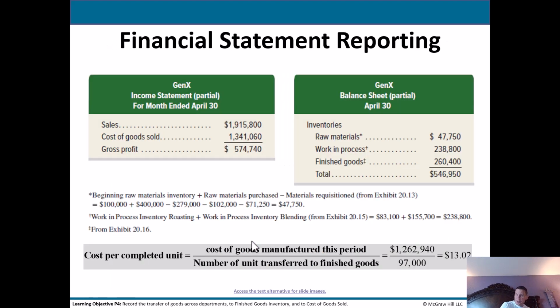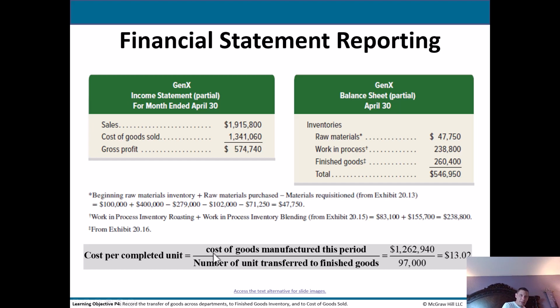As far as financial statement reporting, you can see here that for the income statement, you can see sales and you can see the cost. This is really what they're trying to show you. The sales and the cost of goods sold are showing up on the income statement, and then the three inventory accounts, raw materials, work in process, and finished goods, are showing up on the balance sheet.